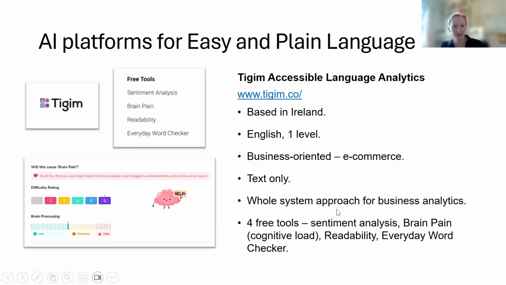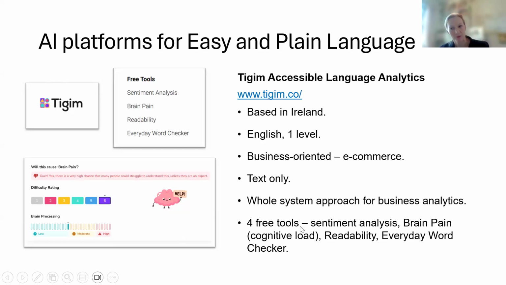as an organization. And then I just wanted to highlight some slightly different tools, like this one, which is TIGIM. It's for businesses really. They're based in Ireland. It's in English, and it has one level of simplification, I suppose. So they really are business oriented. It's about helping e-commerce and adapting to develop the business, and it's a whole system approach.